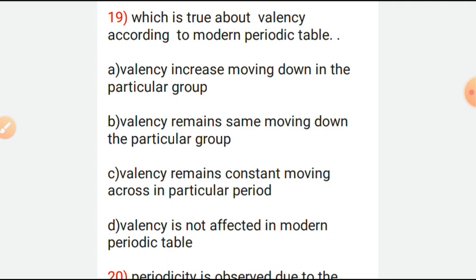No. When you move down the group, the number of shells increases but the valency remains constant. Valency remains the same moving down the group. Yes, this one is right. When we move down the group, the number of shells increases but the valence electrons remain the same. So the answer will be option B.